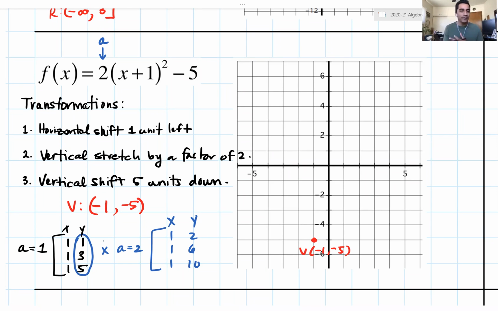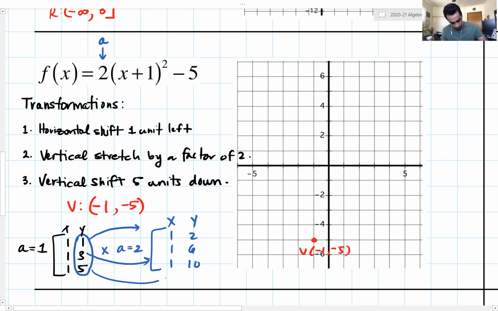Multiply them by 2 because that's the new A value. So that A value is my multiplicative factor. That is the factor by which I multiply my pattern. So that's why I was able to go from 1 to 2, 3 to 6, 5 to 10. And we should expect that. We should expect a more narrow graph because we are stretching the graph up, so it should be moving up faster. And we'll see that when we graph.